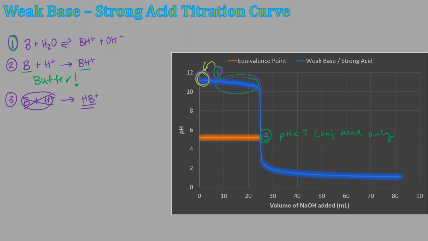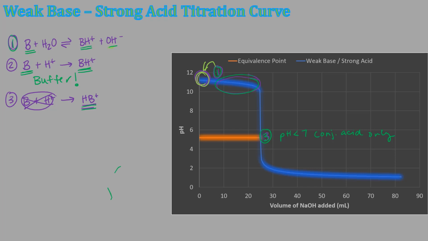So beforehand, on number 1, we have excess base. We've made a little bit of conjugate acid, but not much, and we have hydroxide in solution. During the buffer region, we have base and we have conjugate acid. And so then you're also going to have some hydroxide in there, right? It's still basic. And then at the equivalence point, we have just conjugate acid. And so that conjugate acid is going to produce hydronium in solution, and that's going to cause the pH to be less than 7.